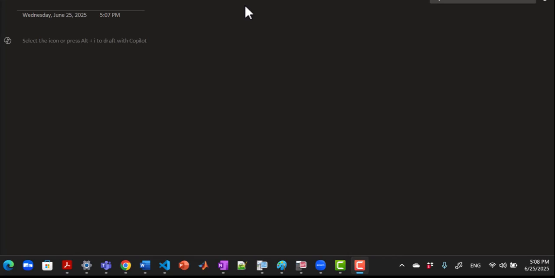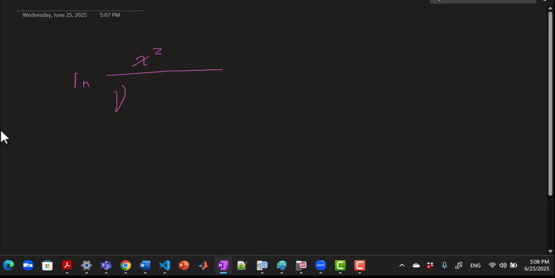Okay, let's talk about the laws of logarithms. Let's say we had something like the following that we were supposed to expand. So I have the natural log of x squared over the cubed root of x squared minus 1.